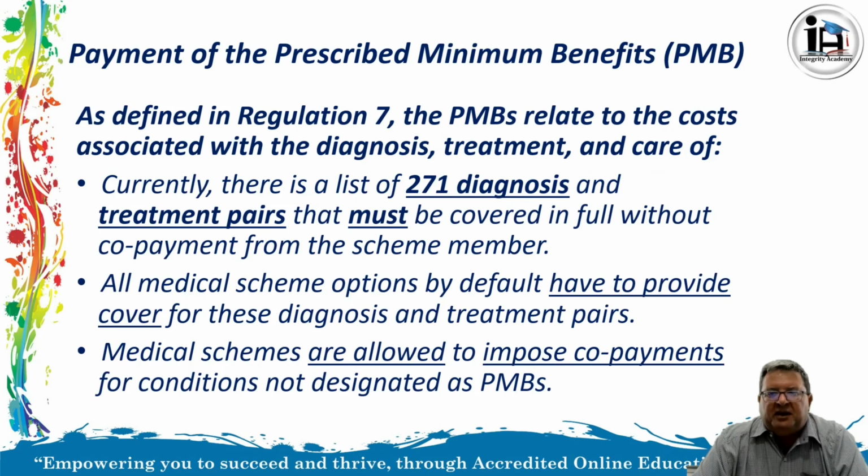Payment of the prescribed minimum benefits, the PMBs in short. As defined in Regulation 7, the PMBs relate to the costs associated with the diagnosis, the treatment and care of certain conditions. Currently, there's a list of 271 diagnosis and treatment pairs that must be covered in full without co-payment from the scheme member. All medical scheme options by default have to provide cover for these diagnosis and treatment pairs. Medical schemes are allowed to impose co-payments for conditions not designated as PMBs.